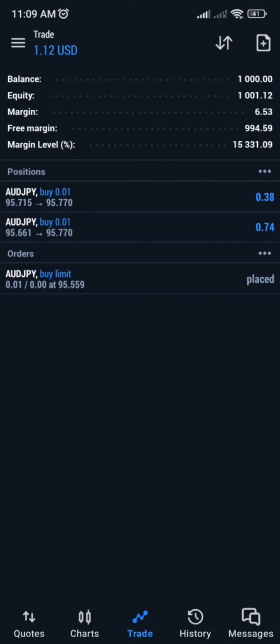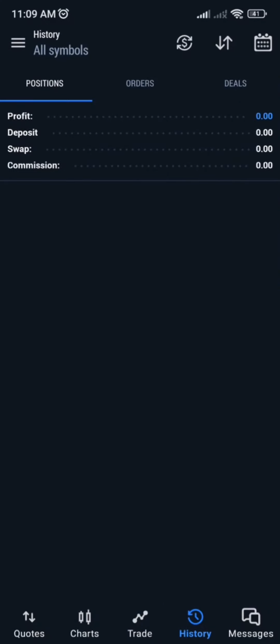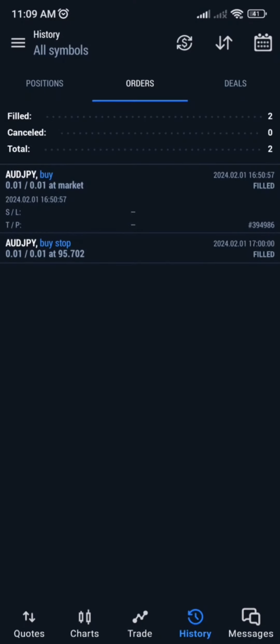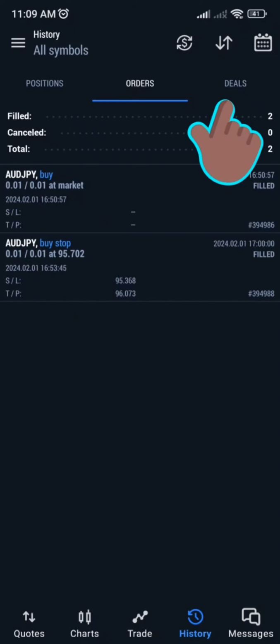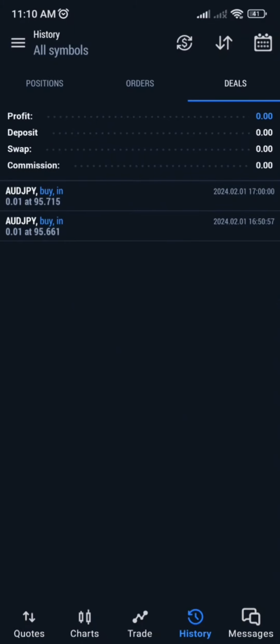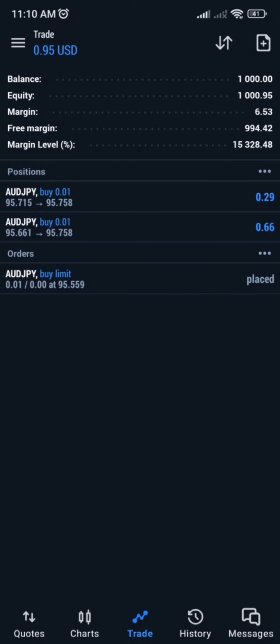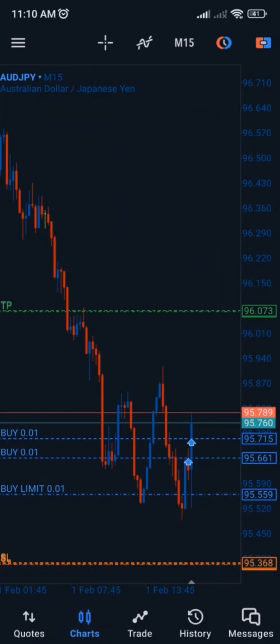Now we shall go to our history page. If we go to orders, you will see that these two positions would have been filled. The first one being a buy market, and the second being a buy stop, which were both filled. As well as if we go to deals, you will see all the information there. And that's pretty much it for being able to place your trades on the financial markets. Now we just have to be patient and let the markets do what they have to do.